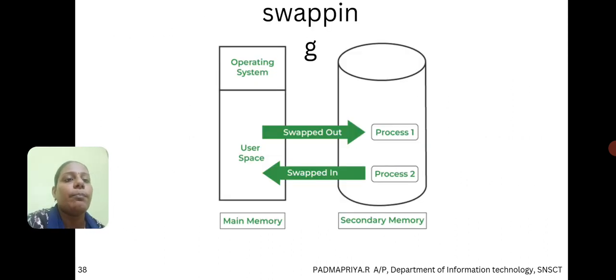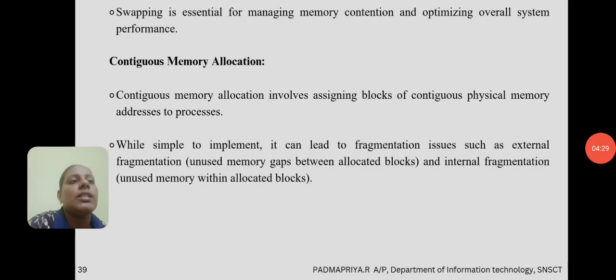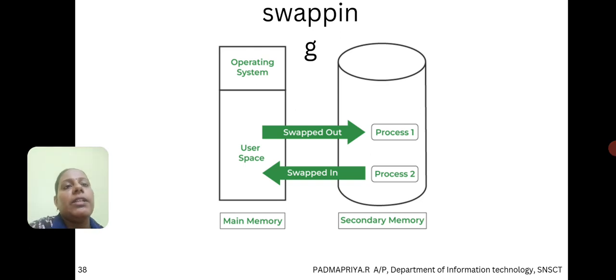So this is the swapping diagram. Swapping is essential for managing memory contention and optimizing overall system performance. In this swapping technique, swapping generally happens between the main memory and secondary memory. We have already seen what is present in the main memory and what is present in the secondary memory.